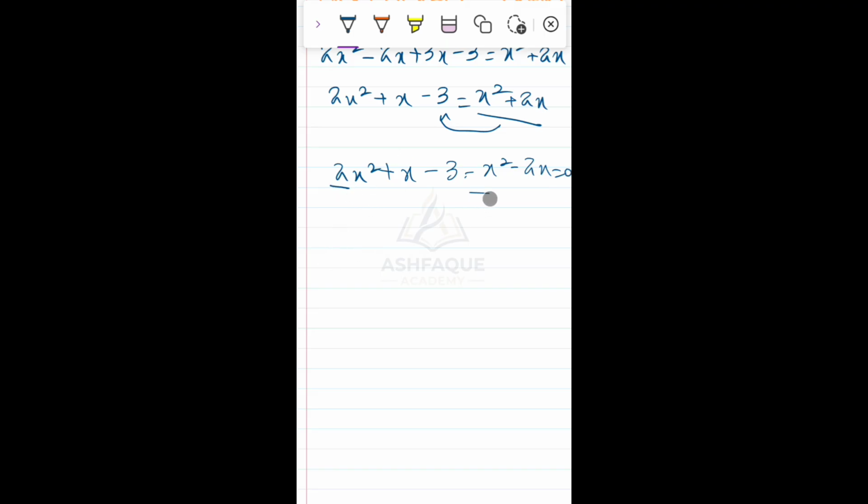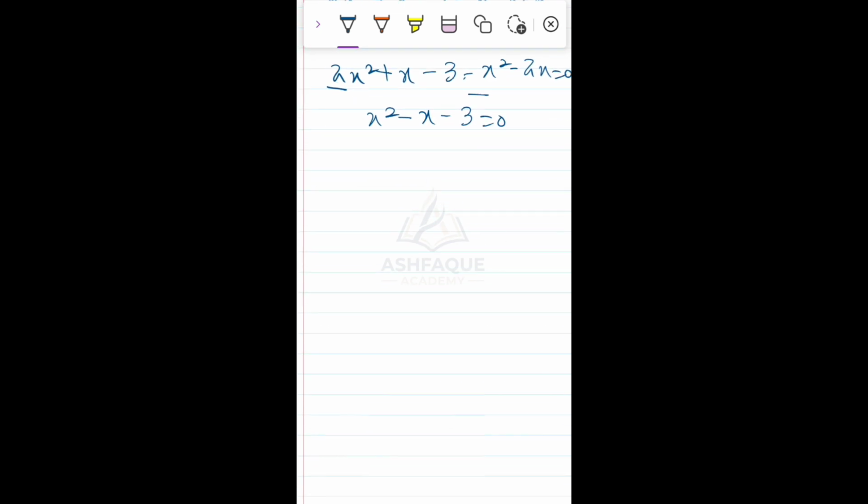2x square and minus x square, there will be x square, plus x minus 2x will be minus x, minus 3 is equal to 0. Now we got the quadratic equation. We have to find the discriminant of the following. What will be d equals to b square minus 4ac. So a is equal to 1, b is equal to minus 1 and c is equal to minus 3.